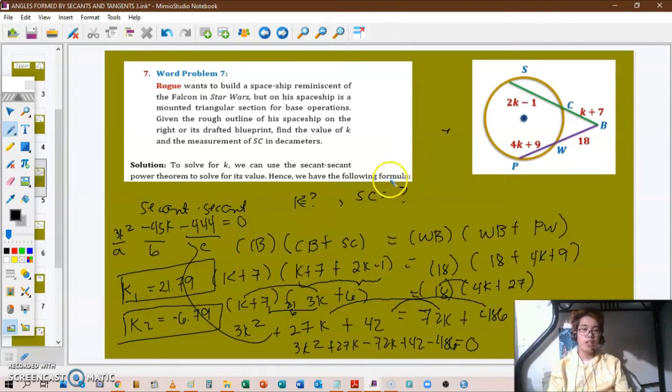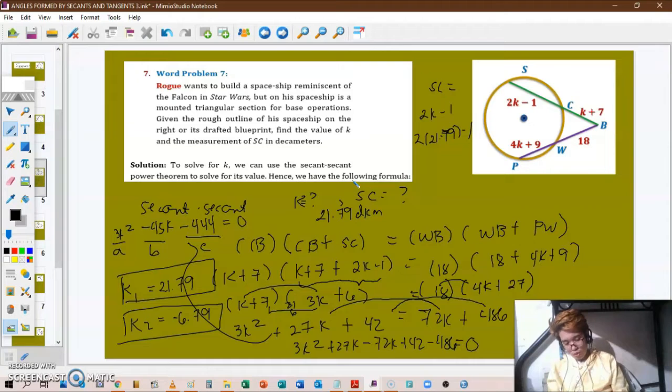And from here, guys, since we now solved the value of K, so that's 21.79 decameters. Okay, so DKM. So to solve for the value of SC, SC is going to be equal to 2K minus 1. And we know that the value of K is equal to 21.79, and then minus 1. Okay, so 2 times 21.79, that's going to give us 43.58, and minus 1, that's going to give us 42.58.